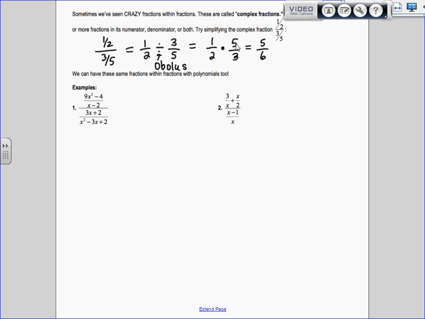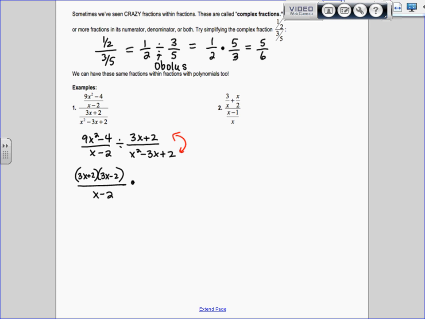So we make it so it doesn't look complex. What we do is we just rewrite. So I do 9x squared minus 4 over x minus 2 divided by 3x plus 2 over x squared minus 3x plus 2. And we flip the second part. So as I go, I'm going to factor. If I have 9x squared minus 4, that is the difference of two squares. So it's 3x plus 2 times 3x minus 2 over x minus 2. And then times, and I flip it. So the bottom now goes to the top. So I have x squared minus 3x plus 2, which factors into x minus 2 and x minus 1. And then the 3x plus 2 is on the bottom.